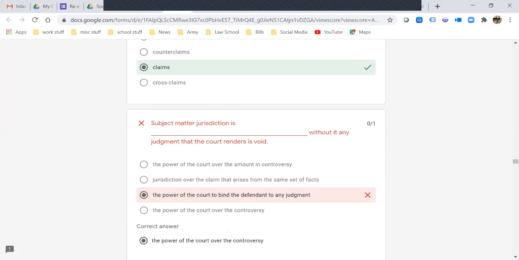All right, subject matter jurisdiction. Again, you need to know this definition. Subject matter jurisdiction is the power of the court over the controversy. Without it, any judgment that the court renders is void.